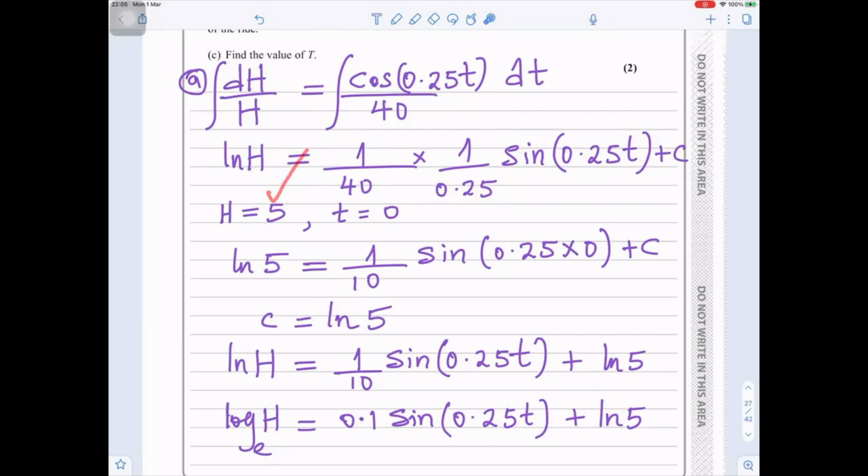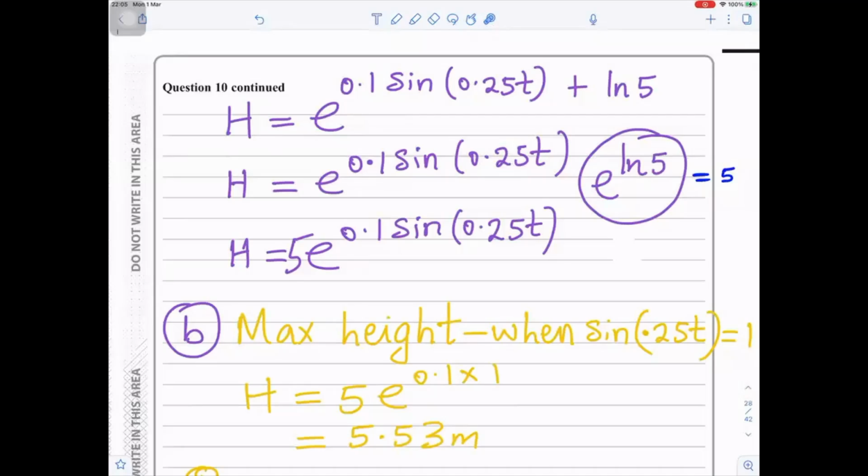We know h is 5 and t is 0. So we substitute h is 5 and t to be 0, and we want to find c, the constant of integration. And that gives us c to be ln 5. So we write the whole expression with ln 5 for c. Now ln h means log to the base e of h, natural logs. So that will give us h is equal to e to the power 0.1 sine of 0.25t plus ln 5.